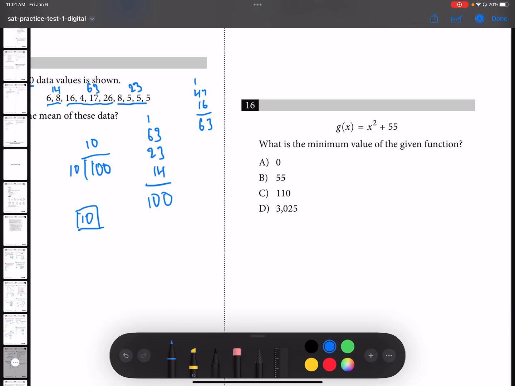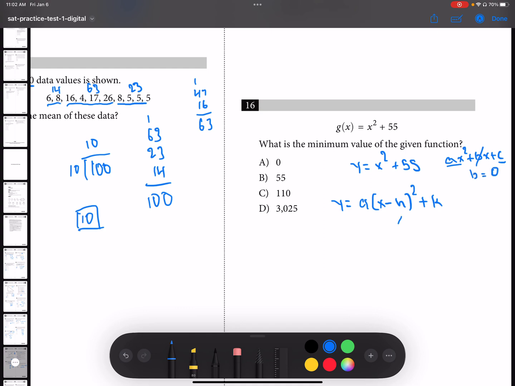Okay, number 16, what is the minimum value of the given function? If g of x is also known as y, then y is equal to x squared plus 55. For this, we're going to use the equation y is equal to a times x minus h squared plus k. Because here we don't have a b value, usually we'd have something like ax squared plus bx plus c, we do have a c value, we have an a value, but we do not have a b value. That means b is basically equal to 0.